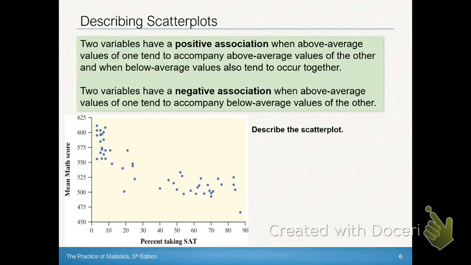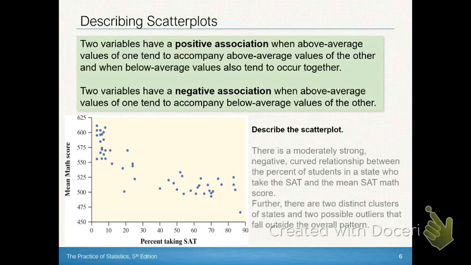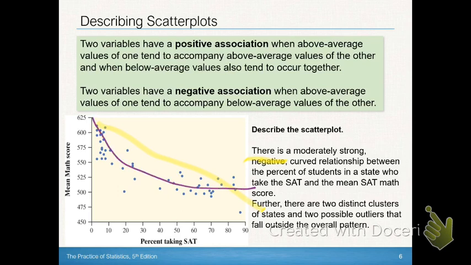Now remember, we need to talk about direction, strength, form, and unusual features. So for this one, if you were forced to draw a line, your line might look something like this, which is why it's negative. Now, in terms of its strength, we're going to learn some rules pretty soon about what makes a strong or a weak relationship. But for now, if you had to draw a line, you would draw it something like that. You can tell it's obviously not a very good line, but it does have a negative association. Now, really, a curve might be better.